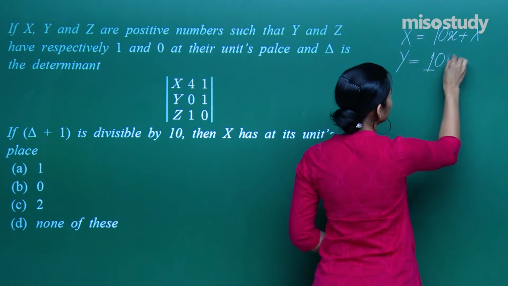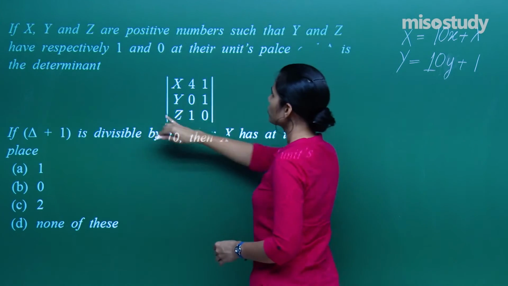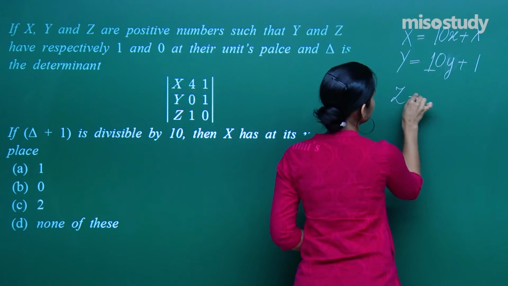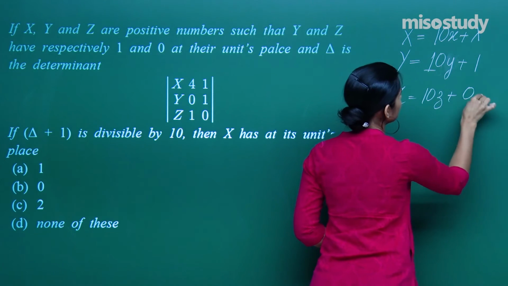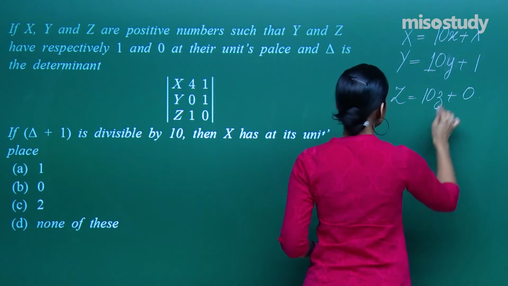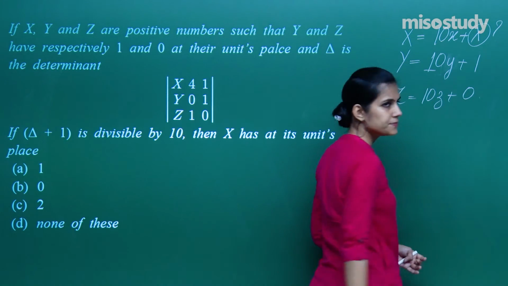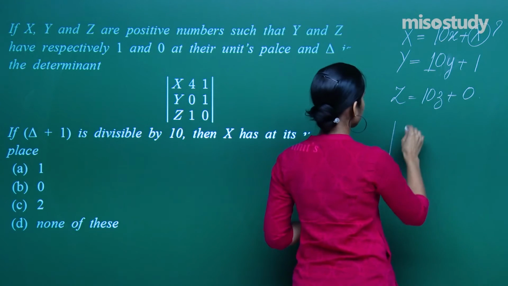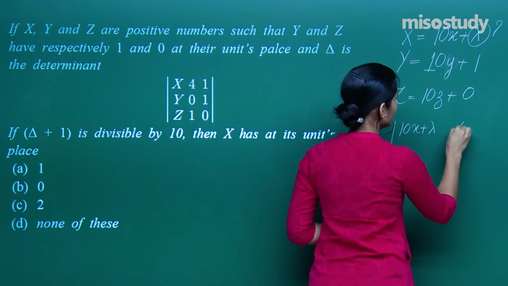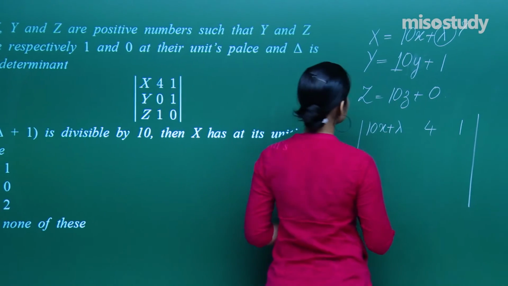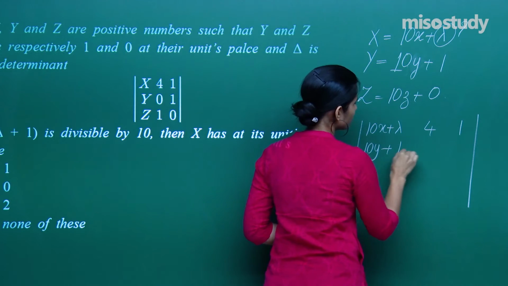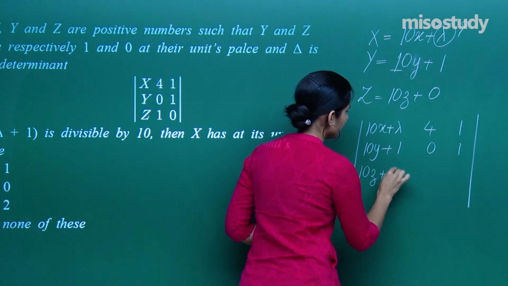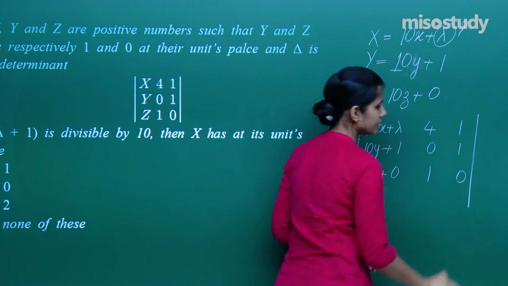When Y is divided by 10, you get 10y plus 1 because it is given that 1 is at the units place. And when Z is divided by 10, you get 10z plus 0. Fine, I need to compute this lambda. Now this determinant is capital X, 4, 1, but capital X is 10x plus lambda, 4, 1. Capital Y, 0, 1, so 10y plus 1, 0, 1. And Z, 1, 0, Z is 10z plus 0, 1, 0.